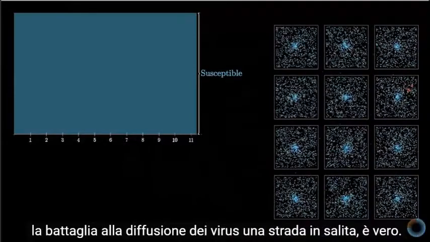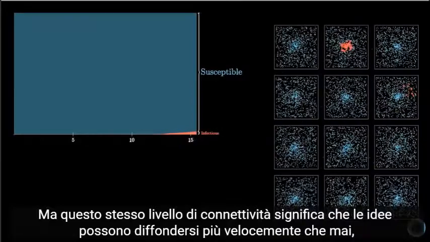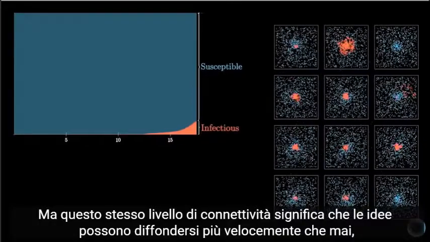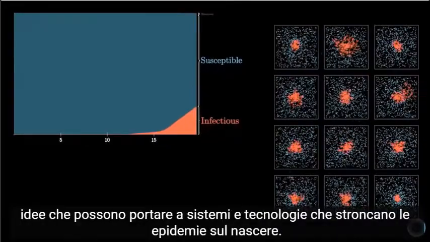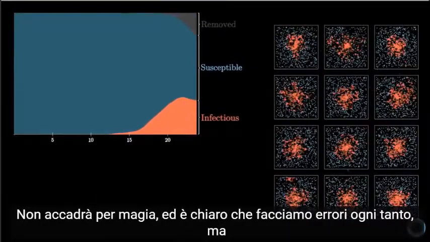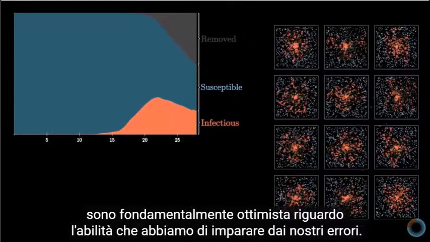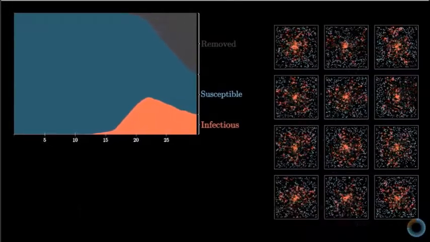Living in a world with widespread travel and vibrant urban centers does make fighting the spread of a disease an uphill battle. That's absolutely true. But that same level of connectedness means that ideas spread more quickly than ever. Ideas that can lead to systems and technologies that nip these outbreaks in the bud. It won't happen on its own, and it's clear that we sometimes make mistakes, but I'm fundamentally optimistic about our ability to learn from those mistakes.